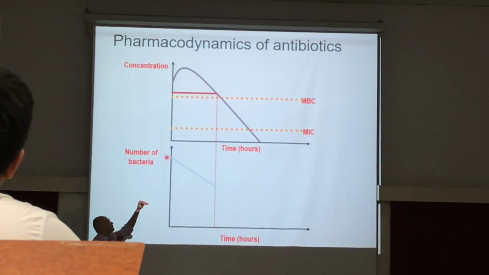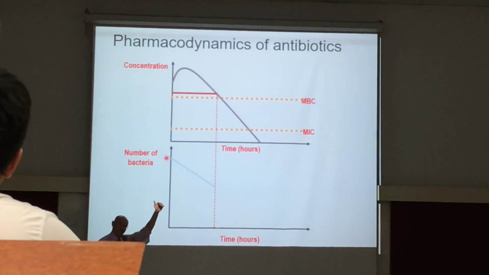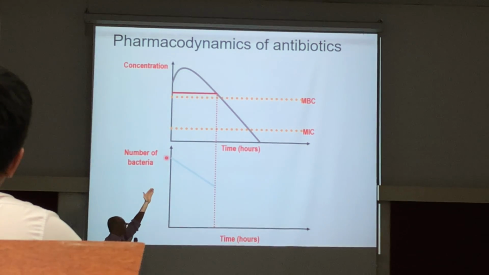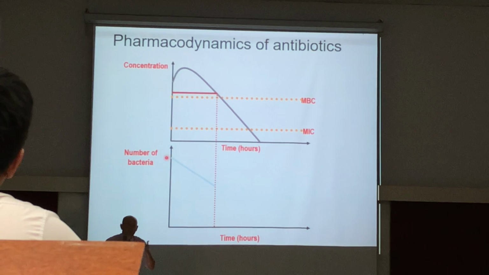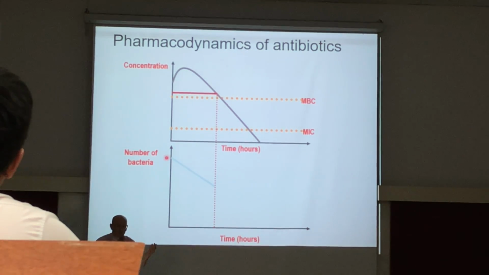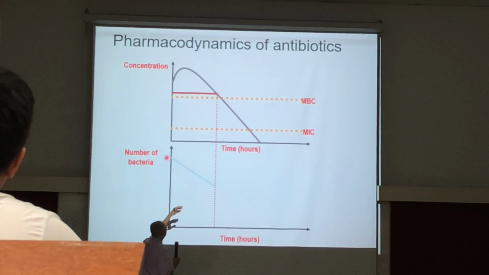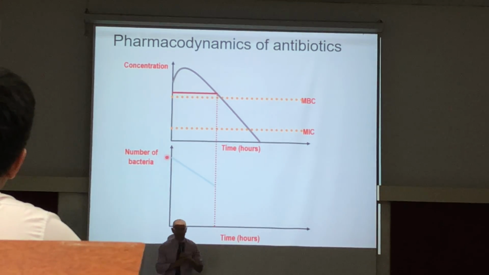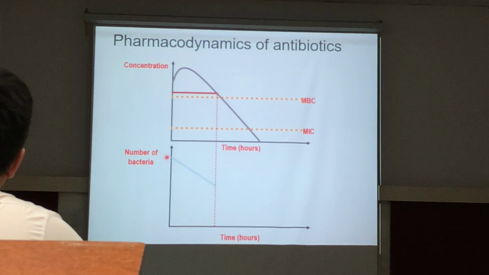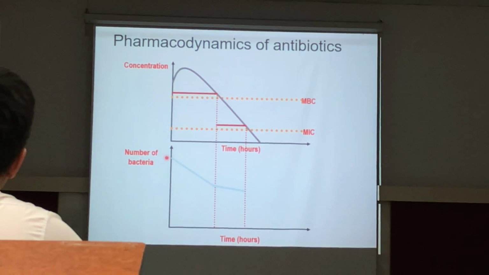Because I'm over the MIC but below the MBC. So I'm not killing 99.9%, but I'm killing 50%, 30%. So they are dropping down, but with a slope that is shallower than this, because I'm still killing some of them.